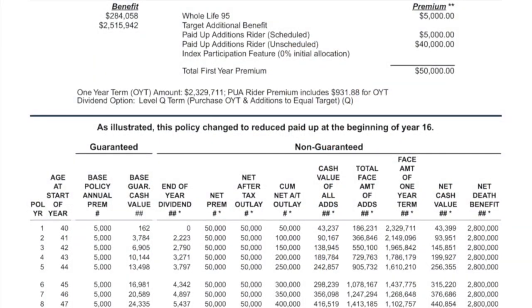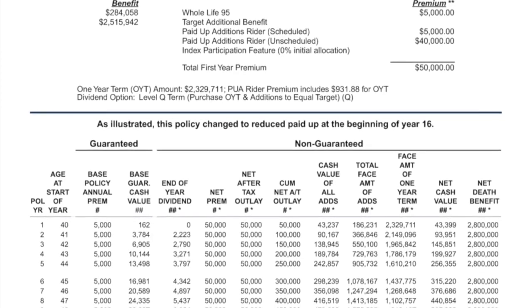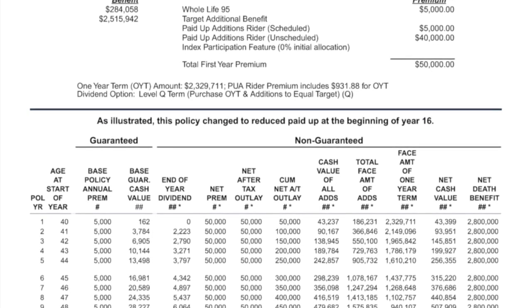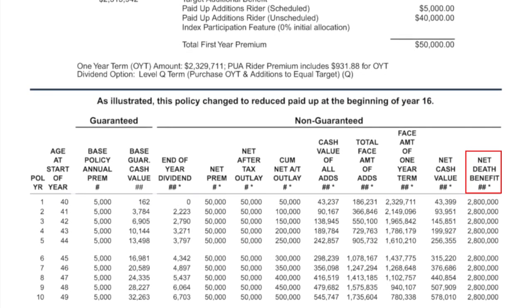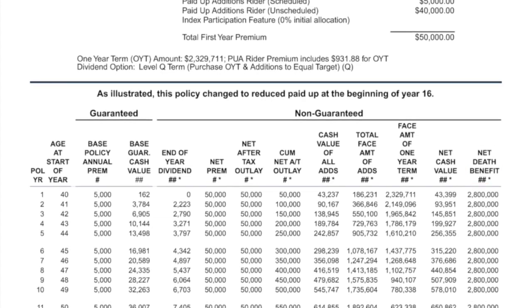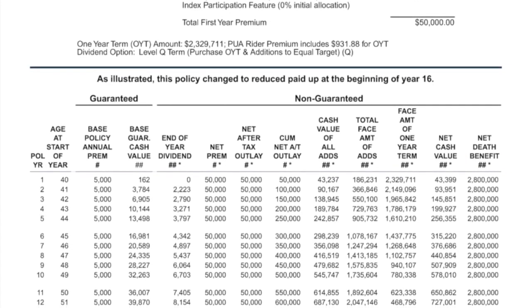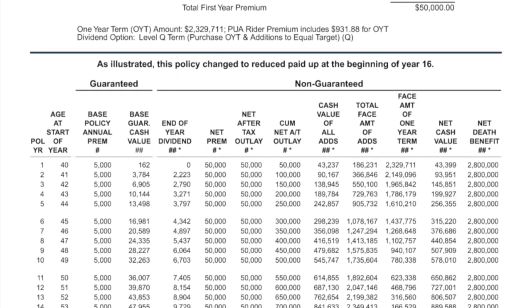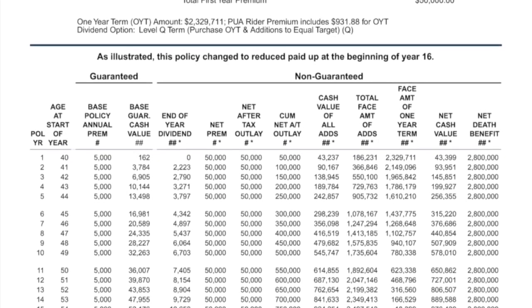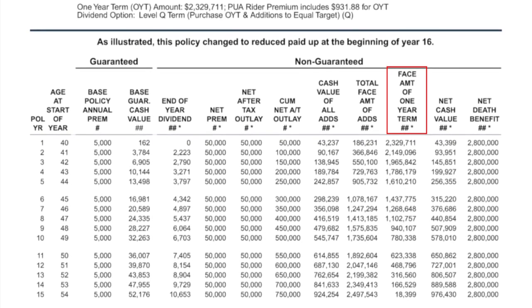What this does, so if you go back to the numbers here, what do we see? We see $50,000 a year going in, net cash value is strong up front. Look at our death benefit though on the far right. Each year, as we pump money into the policy, as we pump money into PUAs, with a basic whole life policy, that death benefit would increase. Here, it's level. What's happening? Look 2 columns to the left of the net death benefit, face amount of 1 year term.